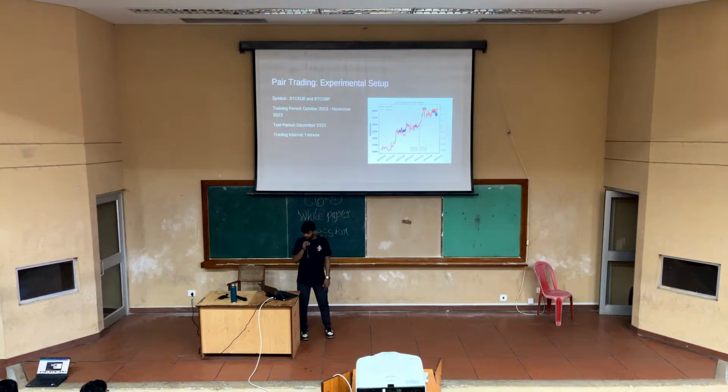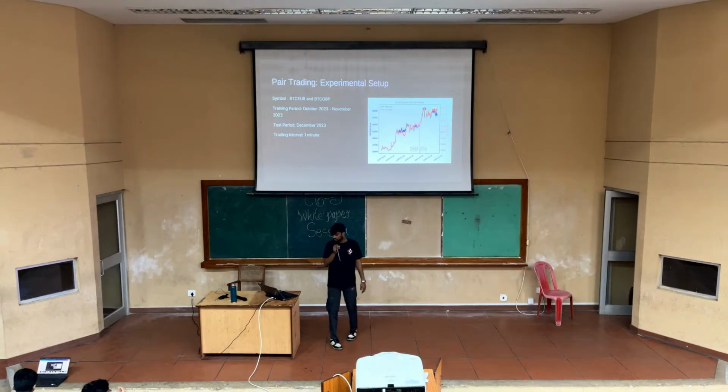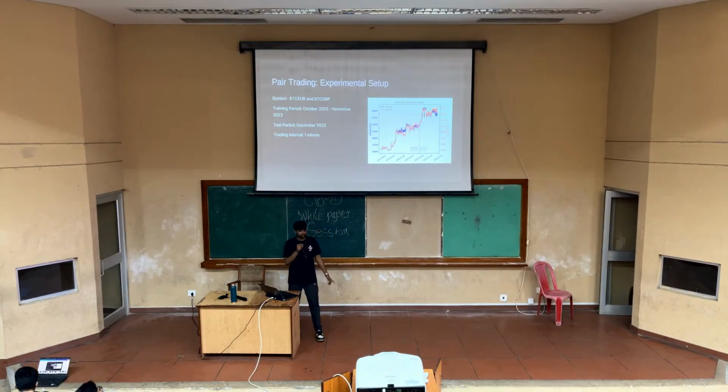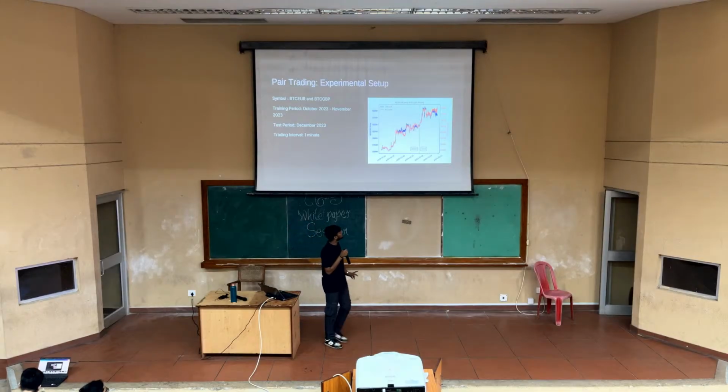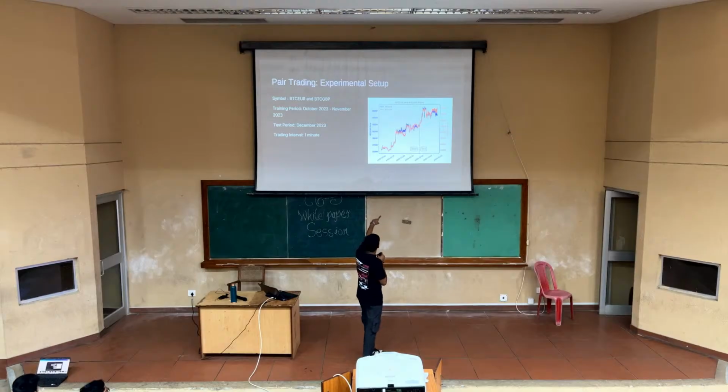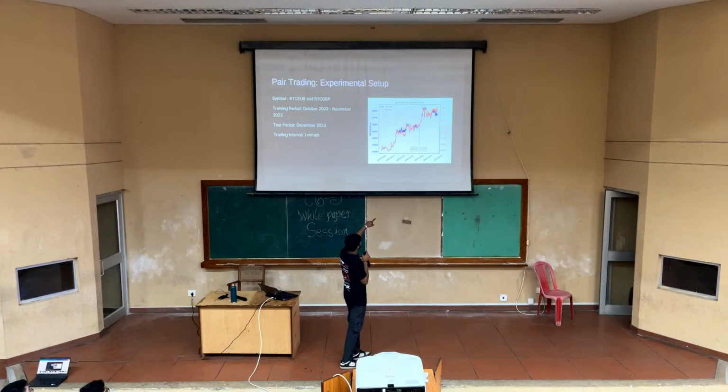Now the experimental setup, what we used. The symbols we used are BTC-EUR and BTC-GBP. These are two cryptocurrencies which are correlated. You can see the correlation. Both of them tend to move together. We have used data from October '23 to November '23 for the training purpose and December '23 for the testing purpose.